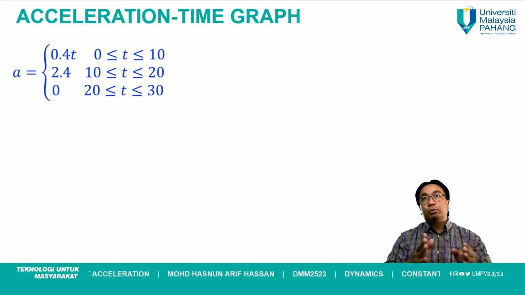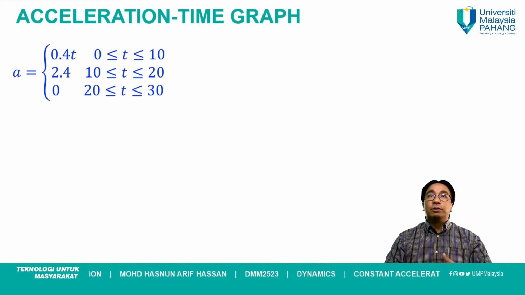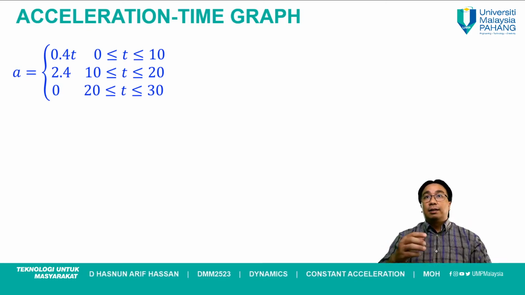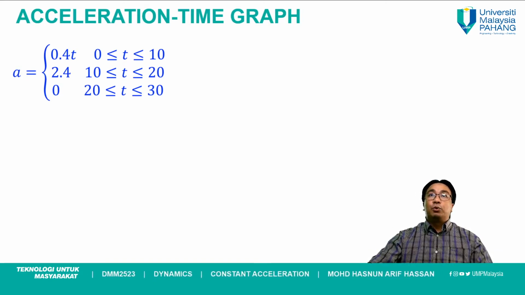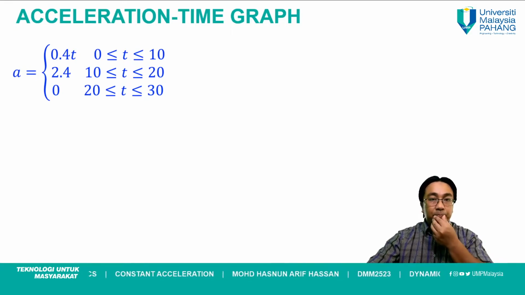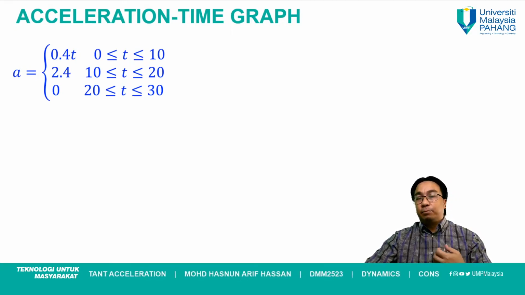So 0 to 10 seconds, A equals to 0.4t. 10 to 20 seconds, A equals to 2.4. 20 to 30 seconds, A equals to 0. Okay, macam mana kita nak lukis graph?